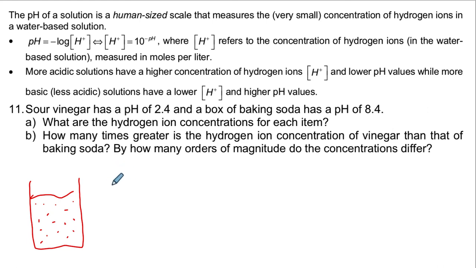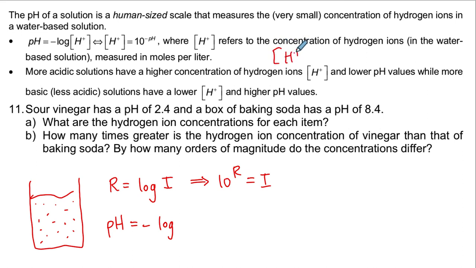And so just like the Richter scale was equal to log of the intensity, and we can convert that into 10 to the Richter scale human-sized scale number equals the intensity, we have that the pH is another human-sized scale. It's equal to the negative log of the concentration. Now we often use this notation of square brackets H plus for concentration of hydrogen ions. But we can just say C for concentration if that's a bit too much notation for you. And so rather than pH equals negative log of that symbol, we can write pH equals negative log of concentration.